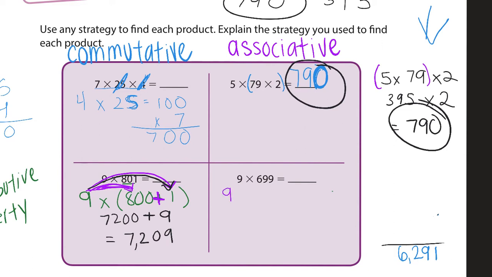So instead of saying 9 times 600 plus 9 times 90 plus 9 times 9, I could just say that this is the same as 9 times, how about 700 minus 1? Because 700 minus 1 is 699. I'm just writing this number in an easier way for me to multiply because 9 times 7 is 63 plus the 2 zeros. And then 9 times 1 is 9. And then I subtract this.